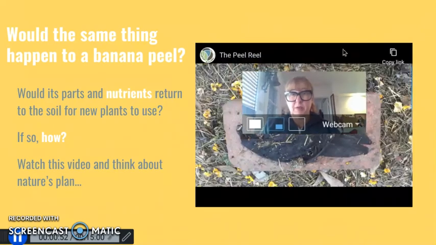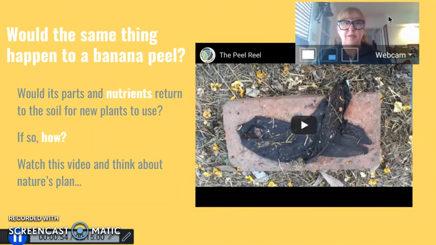Move myself around again. Up in the corner. Okay, so would the same thing happen to a banana peel? Would its parts and nutrients return to the soil for new plants to use? And if so, how would that happen?